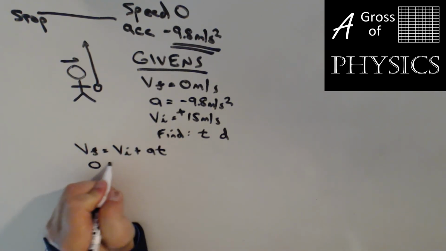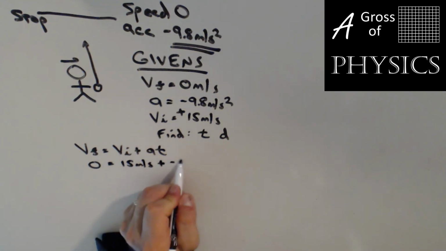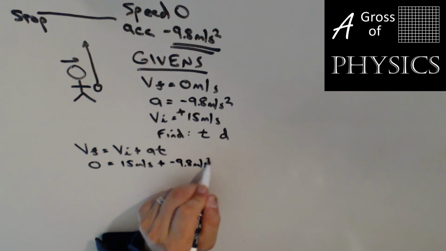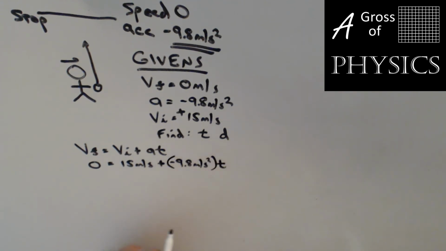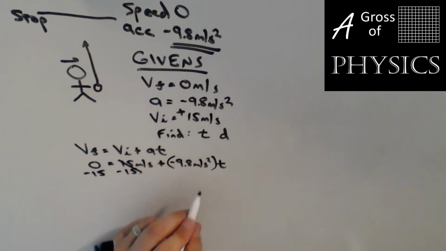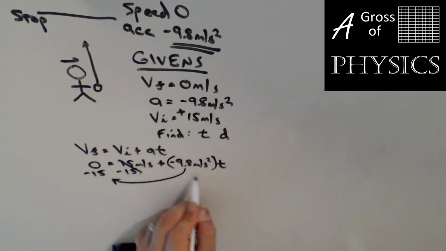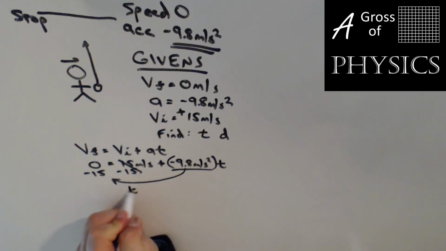VF is 0 equals 15 meters per second plus negative 9.8 meters per second squared times t. Put the negative 9.8 in parentheses. I'll subtract the 15 over, and then I'll divide by 9.8. So 15 divided by 9.8 gets me 1.53 seconds.